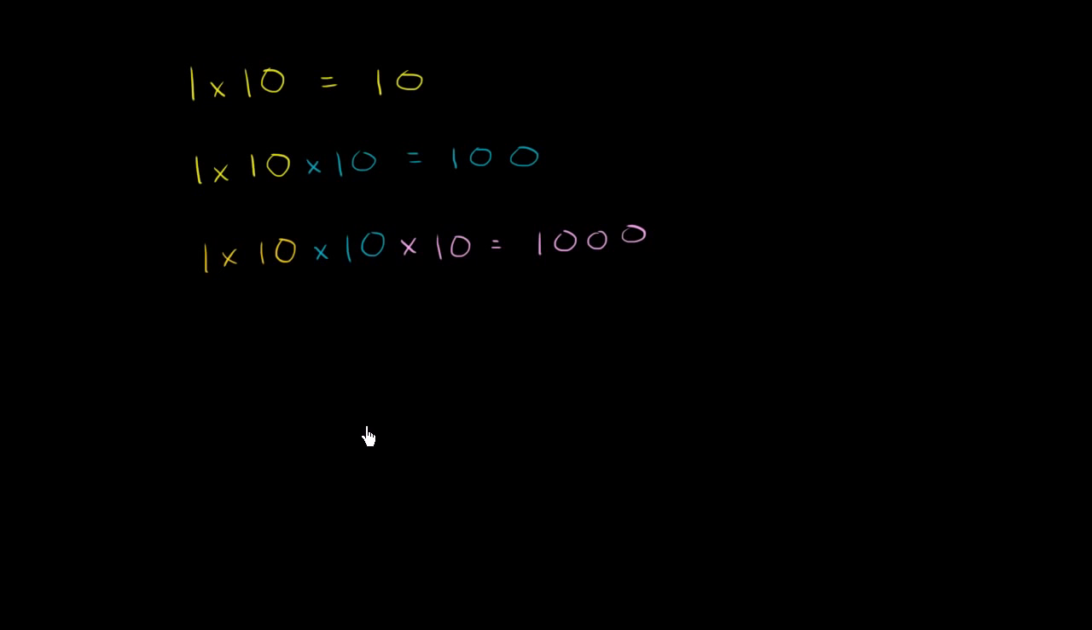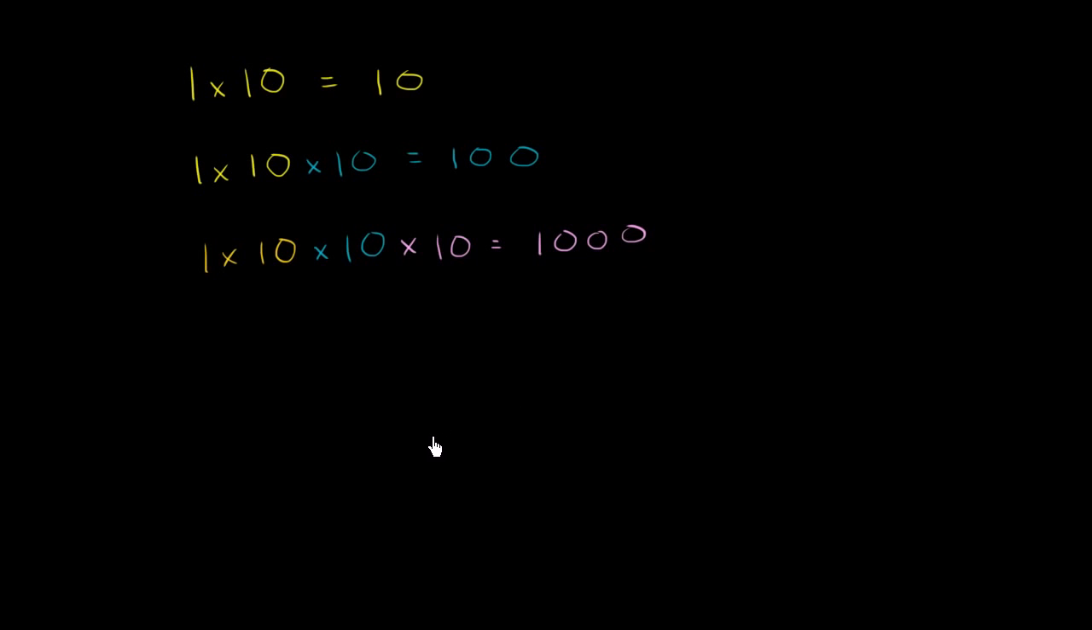So what's the pattern here? Well, here we multiplied by 10 once, and we have 1 zero. Here we multiplied by 10 twice, and we have 2 zeros. Here we multiplied by 10 3 times, and we have 3 zeros in our answer.